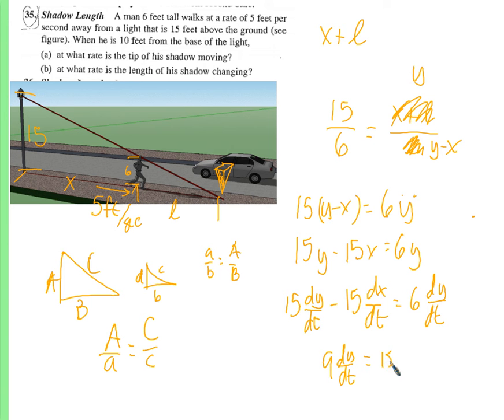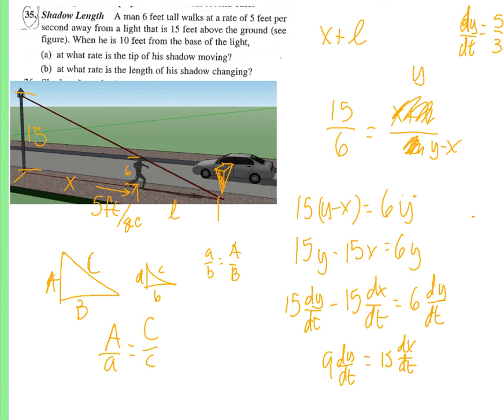Equals 15 dx/dt. Divide by 9 on both sides. So dy/dt equals 5 thirds dx/dt. I want you to think about that, and I wonder if it's surprising to you at all.